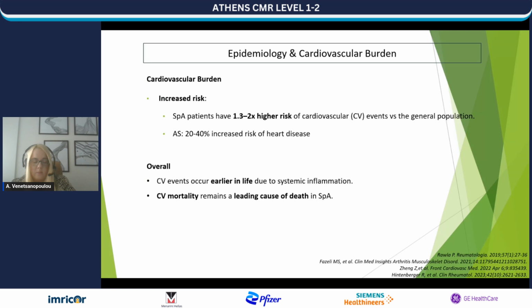Now, why does this matter? Patients with spondyloarthritis face a cardiovascular risk that is about 1.5 to 2 times higher than the general population. In ankylosing spondylitis alone, the risk of heart disease is elevated by up to 40%. The reasons are multifactorial, as we will discuss, but the result is that cardiovascular events present earlier in life, and cardiovascular mortality remains one of the leading causes of death in these patients.